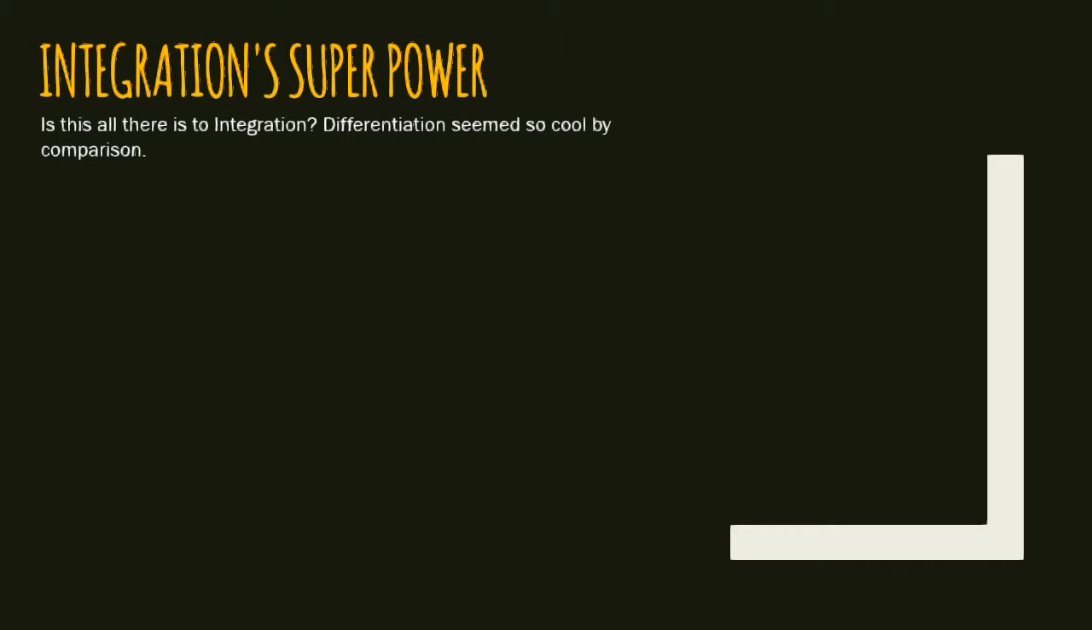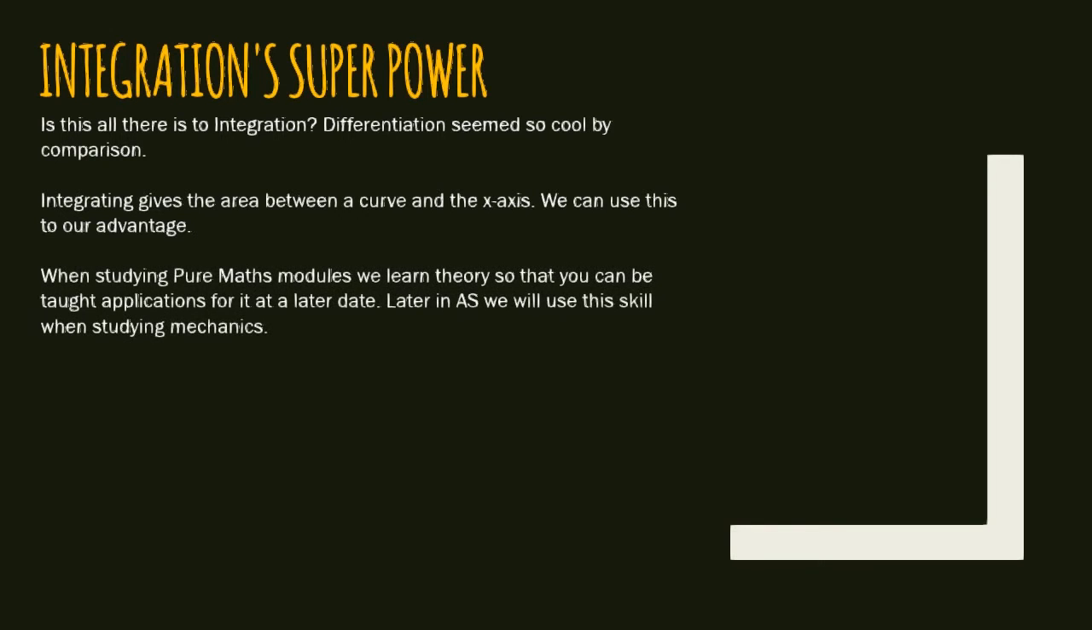Differentiation seemed like such a much more deep subject compared to this. You know, it seemed like it had a never-ending supply of things that it could do and was good at. However, integrating gives the area between the curve and the x-axis, and we can use this to our advantage, some of which you might never get to use in your life, but when we come to study mechanics, you'll see it put in play. When studying pure maths, you get to know the theory of what you're going to do, and then generally in mechanics or applied maths, you'll see some uses for it.